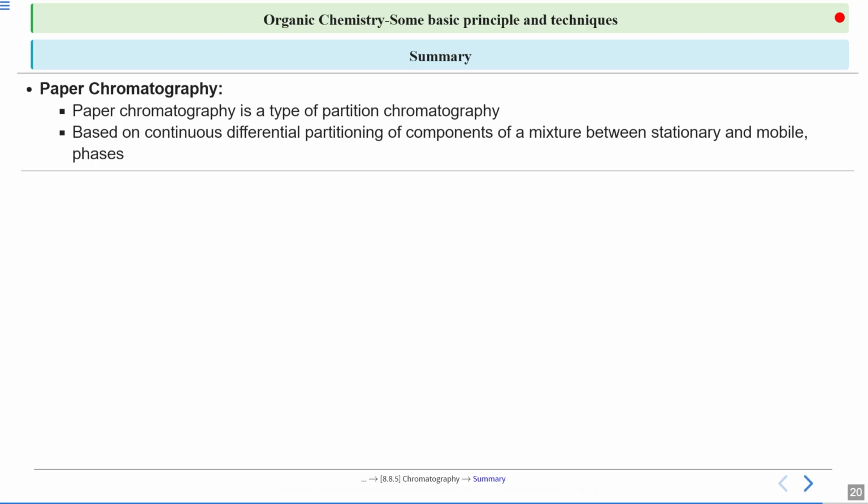So if an organic compound is more polar, it will be adsorbed onto the chromatography paper in an efficient manner, and if it is not, then it will move along with the solvent.